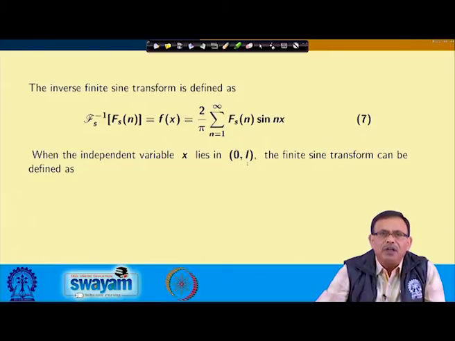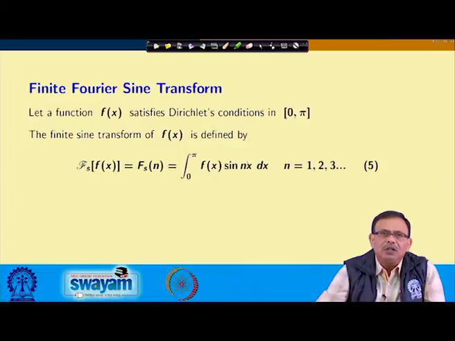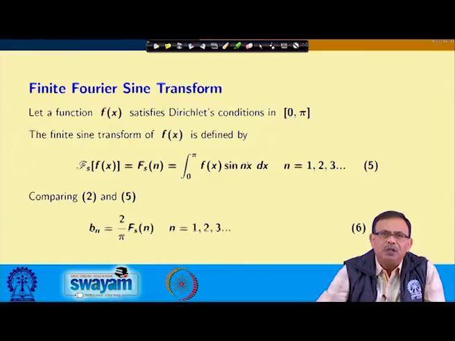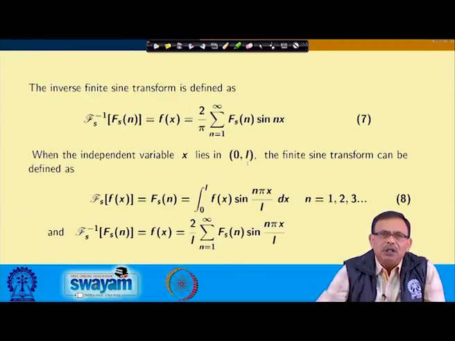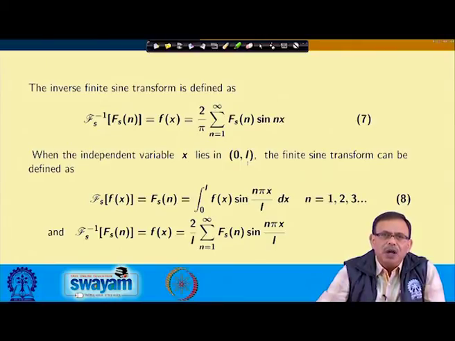When the independent variable x lies in the interval 0 to L, then the finite sine series can be defined as, the only change will be in the earlier case it was defined in 0 to pi, therefore, integration was from 0 to pi. In this case, the integration will be from 0 to L f x, and the sine coefficient will be changed to sin n pi x by L into dx, and the inverse function f x can be defined as 2 by L summation n equals 1 to infinity f s n into sin n pi x by L.